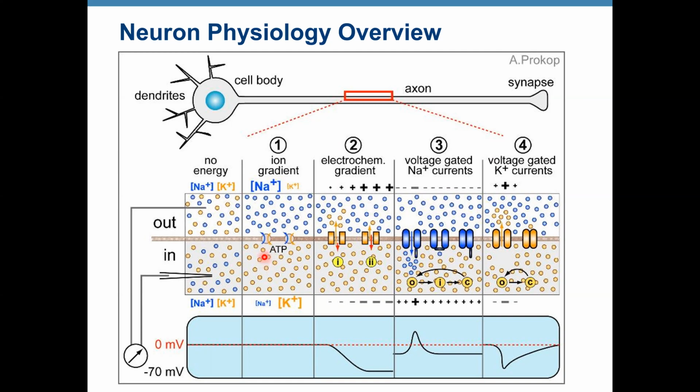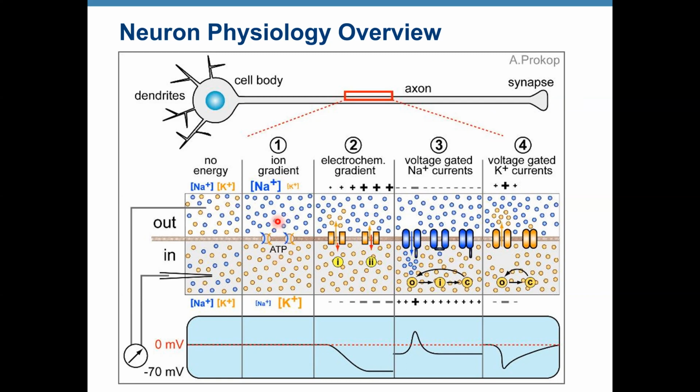We have high concentration of sodium outside and low concentration of sodium inside, so we have a concentration gradient for sodium. We have lots of potassium inside and very little outside. We have a concentration gradient for potassium. This is called chemical gradient, and chemical gradient is achieved by the sodium-potassium pump. And it uses energy, ATP energy, to do it.